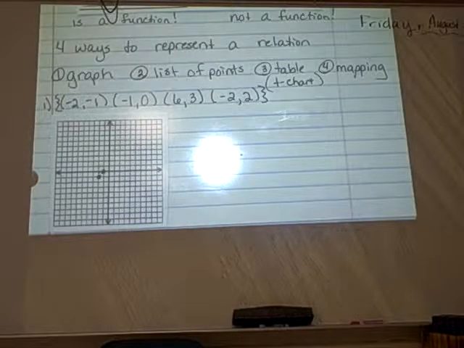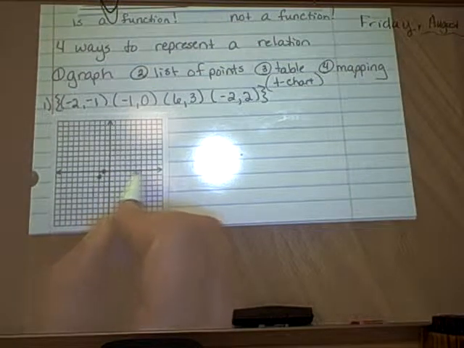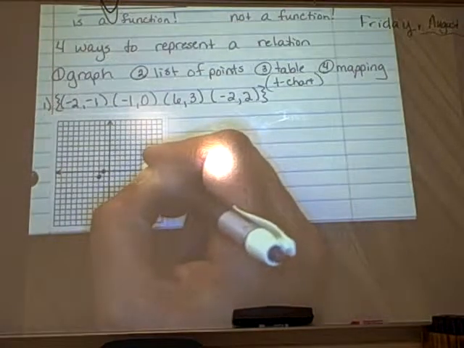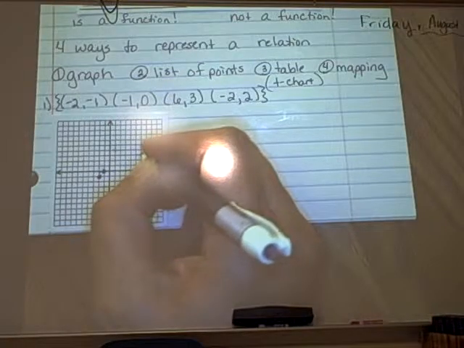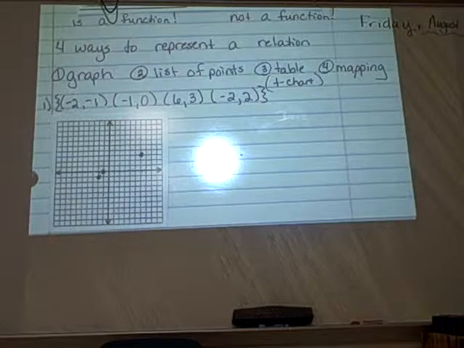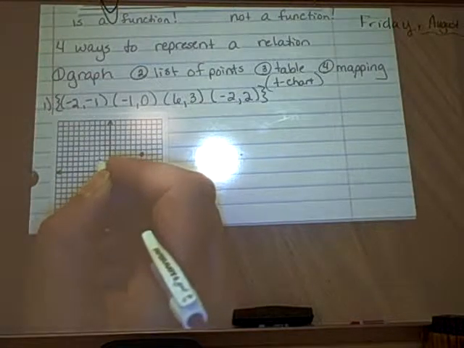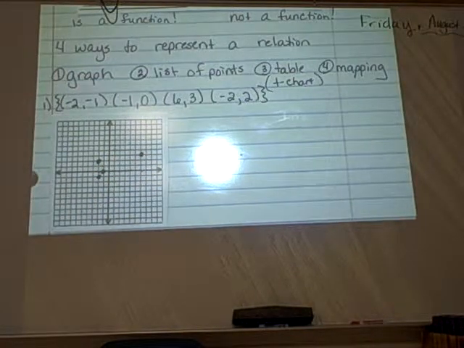The next one is 6, 3. So 1, 2, 3, 4, 5, 6, and then up 3, because it's positive. So that one's right there. And the last one is -2, +2. So there's my 4 points on this graph.